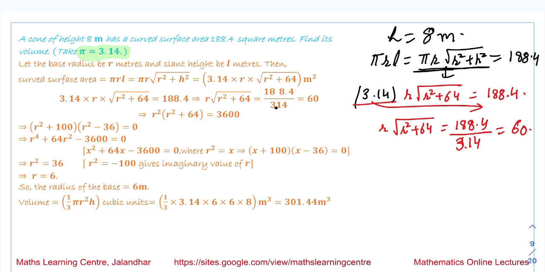Now if we square both sides, we get r square into r square plus 64 is equal to 60 square, that is equal to 3600.